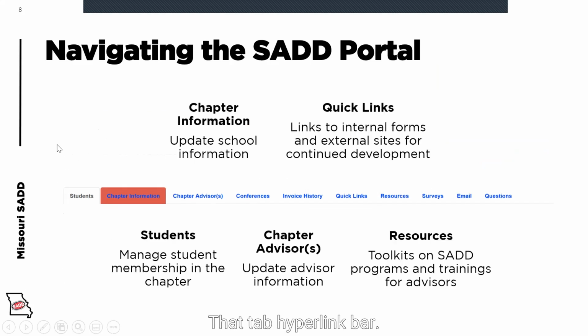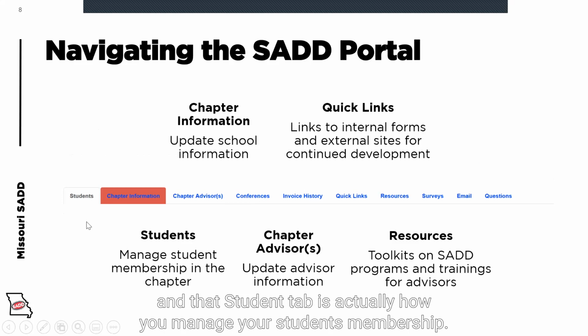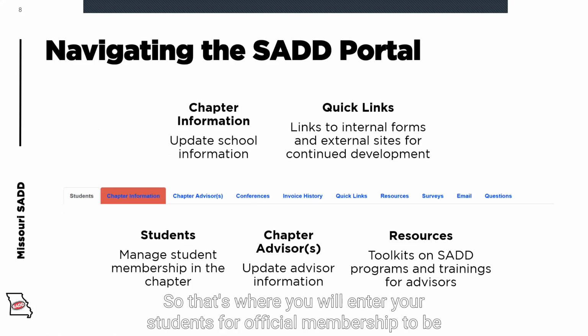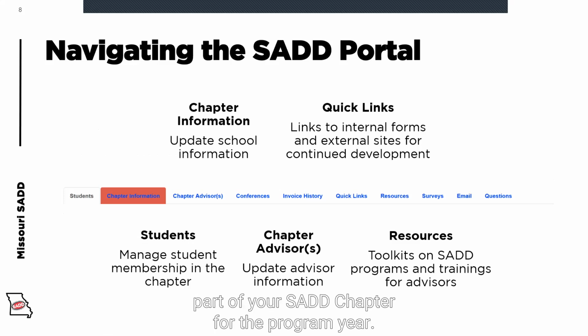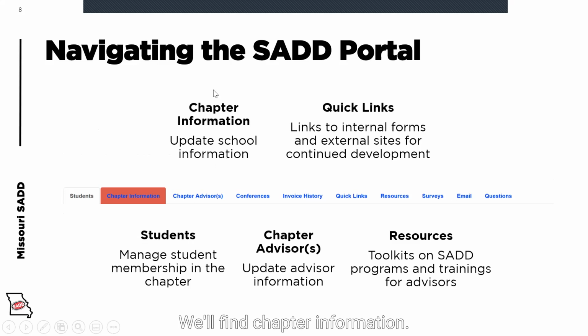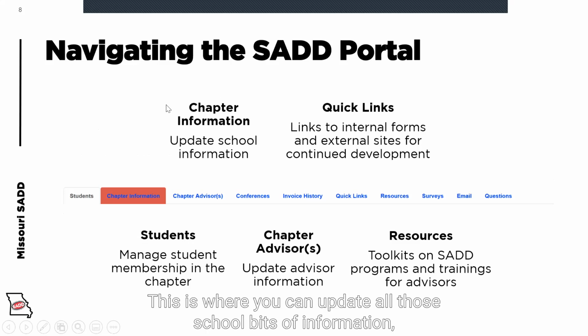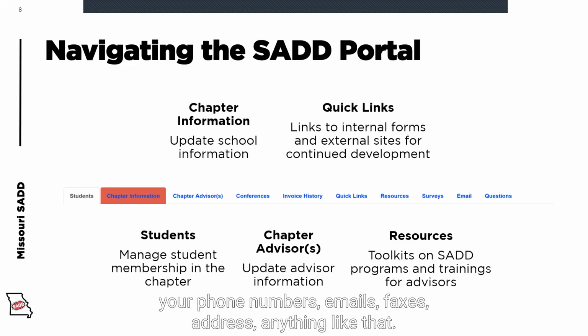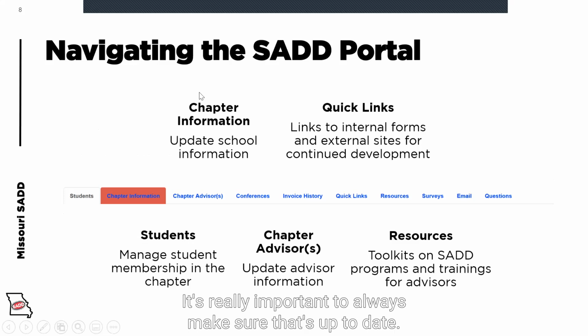That tabbed hyperlink bar, we're going to focus on 5 sections today. We're going to look at the student tab, and that student tab is actually how you manage your students' membership. So that's where you will enter your students for official membership to be part of your SADD chapter for the program year. We'll find chapter information. This is where you can update all those school bits of information, your phone numbers, emails, faxes, address, anything like that. It's really important to always make sure that's up to date.